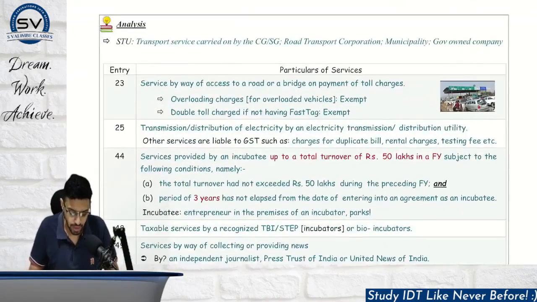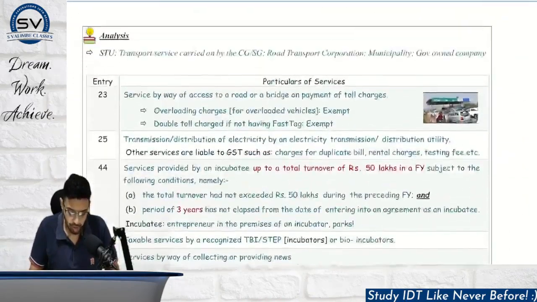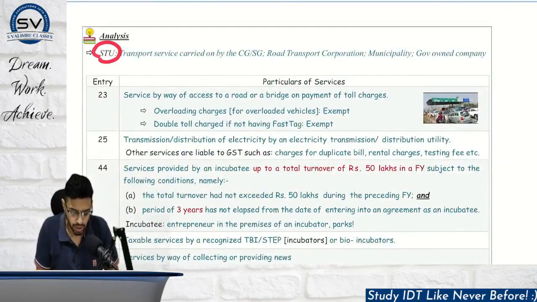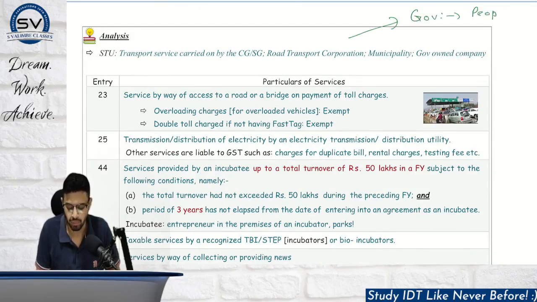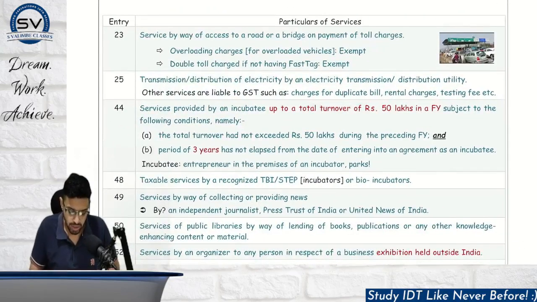Next, STU, I have already told you in brief. Basically, a state transport undertaking means a transport service carried on by government or a road transport corporation, municipality or government-owned company. Basically, there is a link to government. So they provide services to the people of the country, the people of that city. Okay, now there are certain other services.